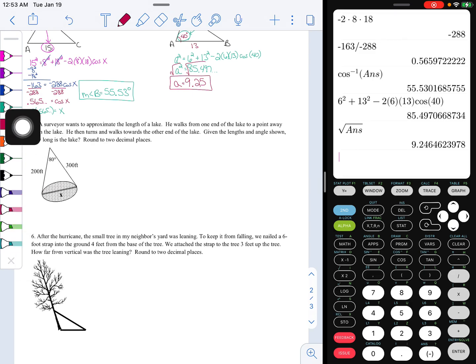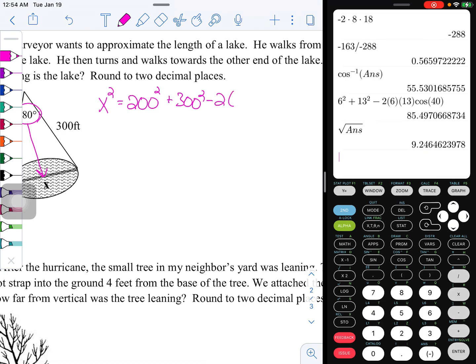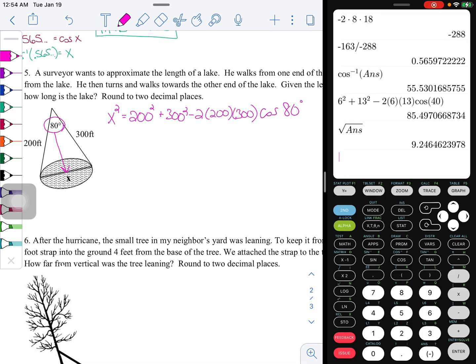So the nice part is this particular word problem has already been completely transitioned into a picture. There's no information that you need to add. You just need to know how to translate it. So this is our angle opposite that side. So I'm going to start with the unknown. X squared here is equal to 200 squared plus 300 squared minus 2 times 200 times 300. Let me slide that in. Cosine of 80 degrees.